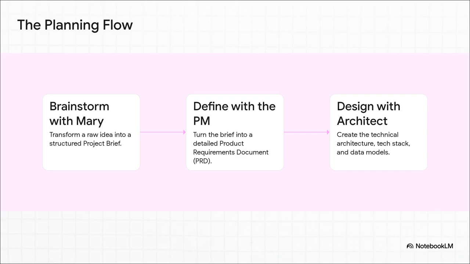See, you start by brainstorming with Mary, your analyst, to take that raw idea and shape it into a formal project brief. Then the PM agent grabs that brief and fleshes it out into a super detailed requirements document, or PRD. And once that's done, the architect comes in and designs the whole technical setup. See how each step just builds perfectly on the one before it?